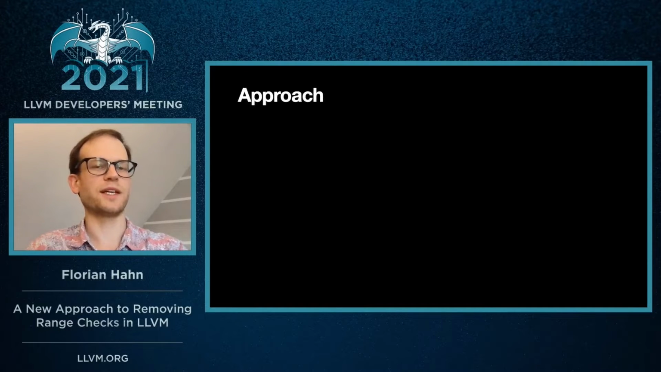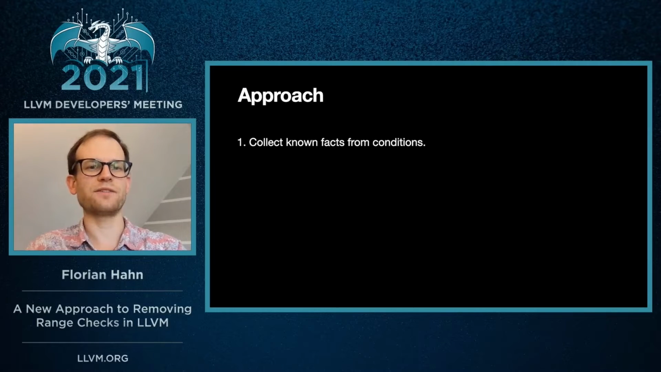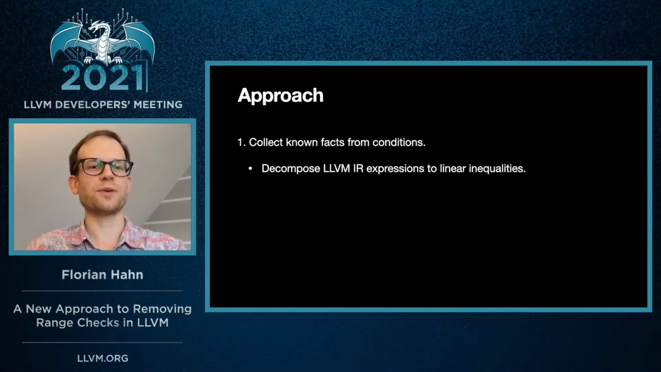Let's switch gears now and take a look at this new path. It consists of the following key ingredients. First, we need an efficient way to collect known facts from conditions in a function. To do so, we will iterate over a function in an order that allows us to keep track of the scope of conditions in the function. As we go along, we take a look at conditions in the function, and the LLVM IR expressions are then decomposed into linear inequalities, which allows us to reason about them later on.